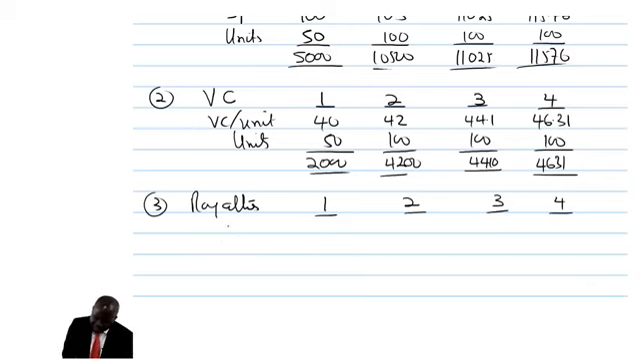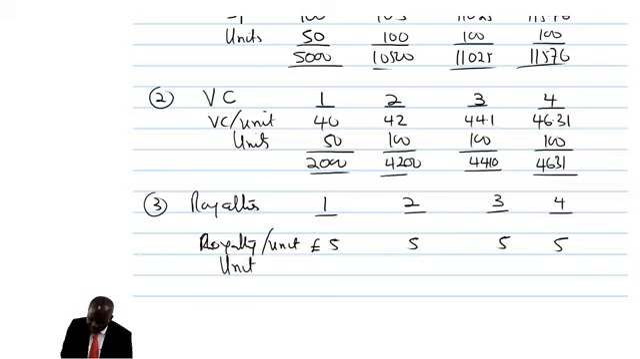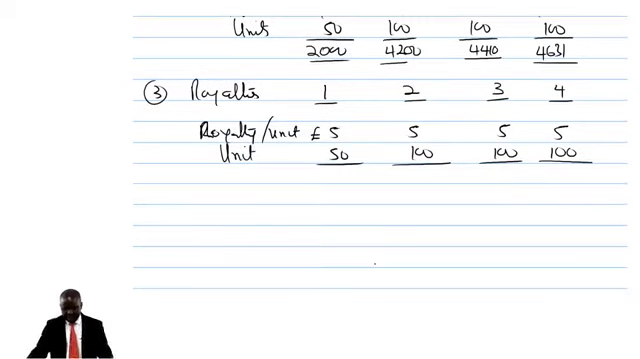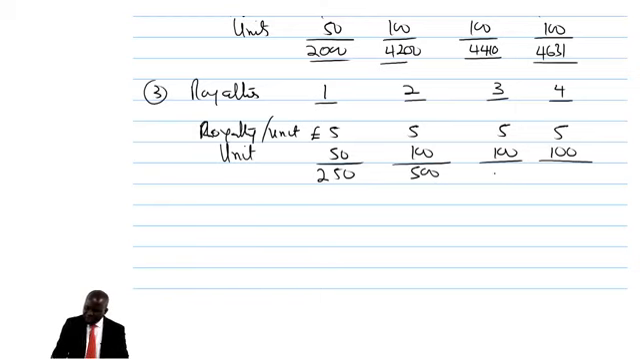Okay, and then I will say, what is the royalty per unit? According to the question, they said it's £5 per unit every year. It's not subject to inflation. What will be the units? We have 50, 100, 100, and 100. So this multiplied by that will be 250, 500, 500, 500.